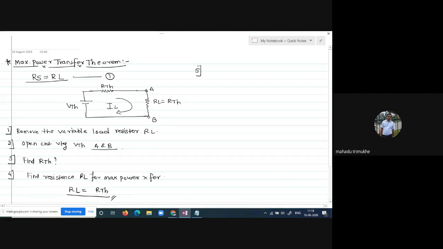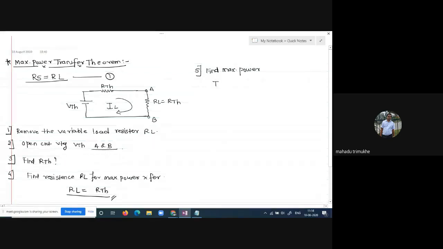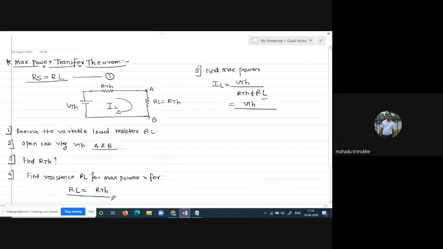Now step number five: you find the maximum power. Finding the maximum power is a very important step. IL is equal to VTH divided by RTH plus RL, which is VTH divided by 2 RTH, since RL is already RTH.